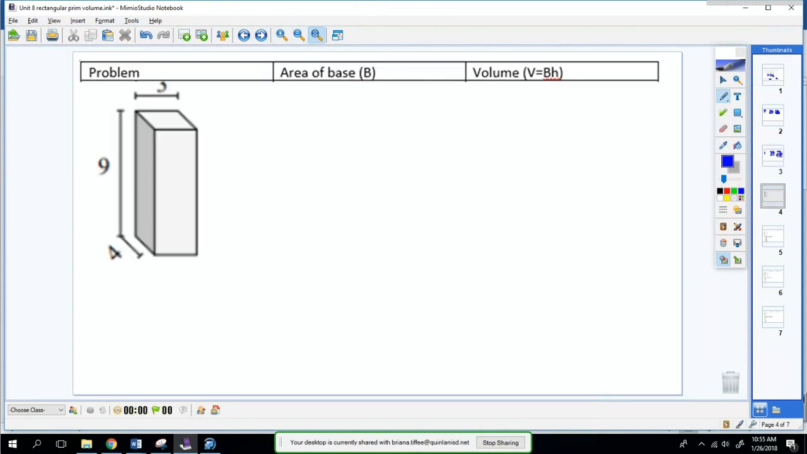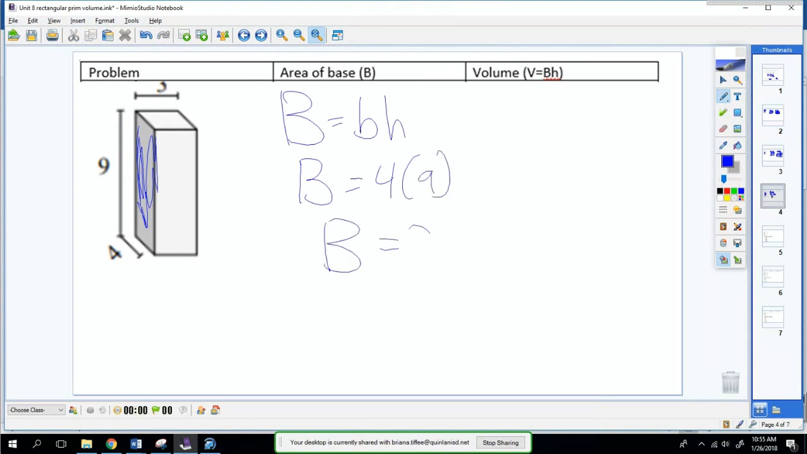Okay. Next one. So you're going to find big B again, which is base times height. So then I'm going to make this the base as well. So the base will be 4. The height will be 9. 4 times 9 is 36. So the volume will be big B times H. So big B is 36, and the height will be 5.